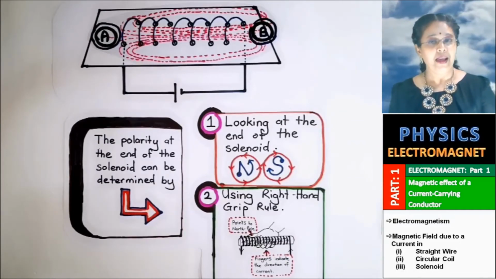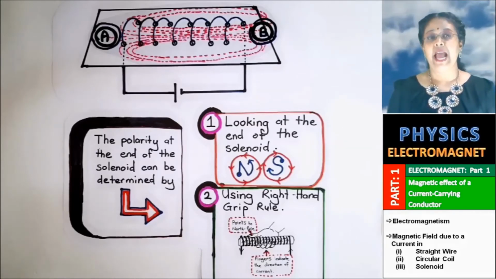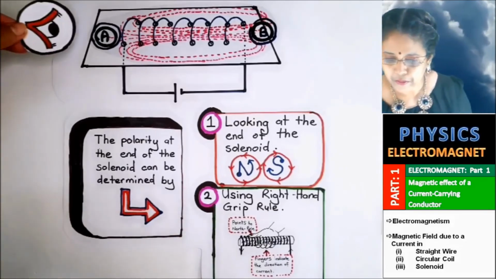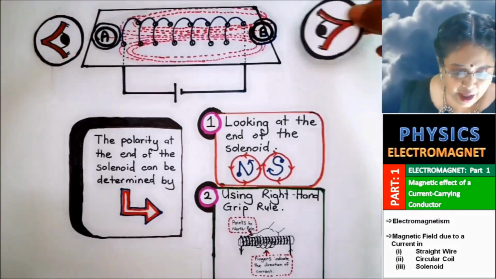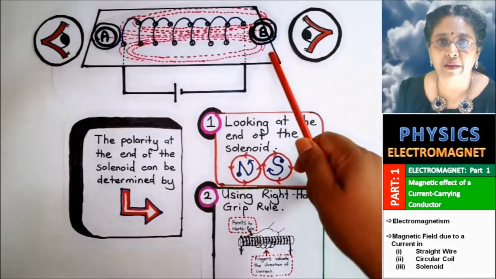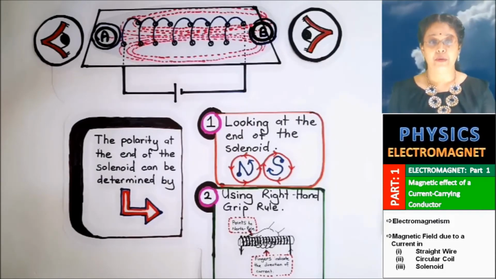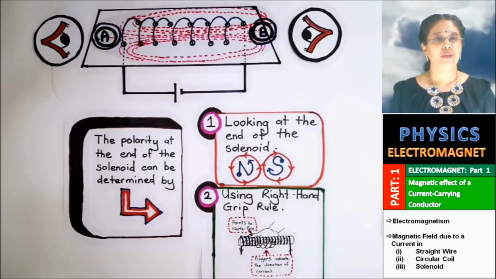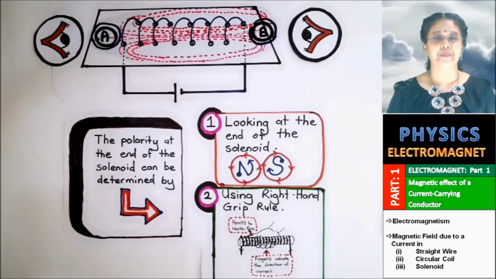Now, the polarity at the end of the solenoid can be determined by looking at the end of the solenoid. So I'm going to place here how we are observing from this end, and an eye view from this end. So looking at the end of the solenoid, that is where we determine north pole and south pole based on the direction of the current flow at the end of the solenoid. And number two, using the right hand grip rule.